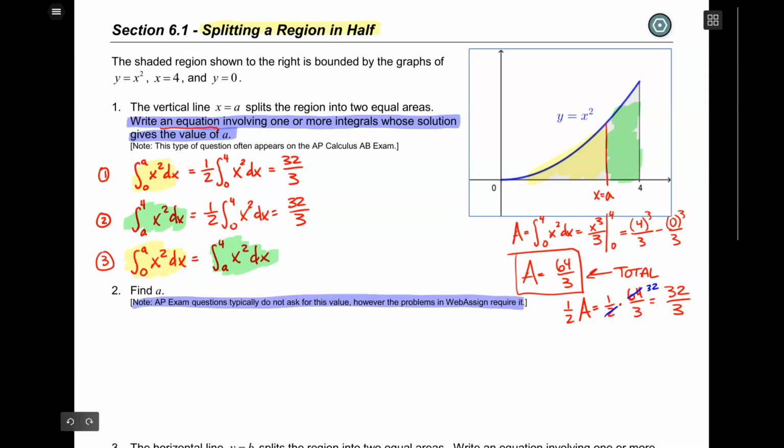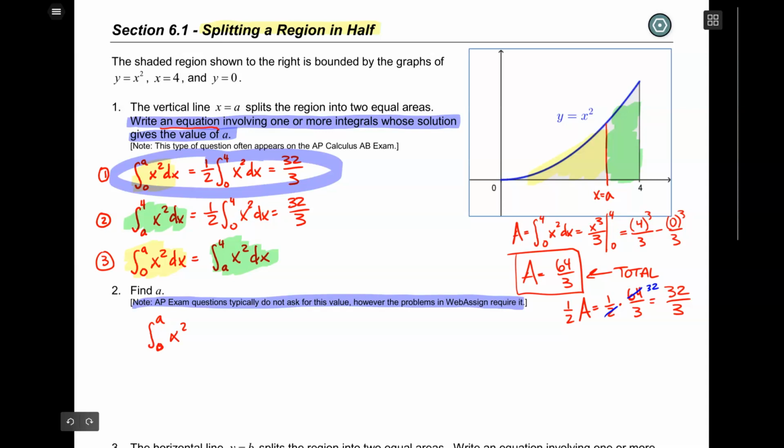AP questions typically don't ask for this part, to actually find the value of A, but I believe in WebAssign there's a couple of problems that do require it. So let's go back, we might as well take a look at this first equation. I'm just going to copy this one down, and we're going to solve that equation algebraically. So we have the definite integral from 0 to A of x squared dx.